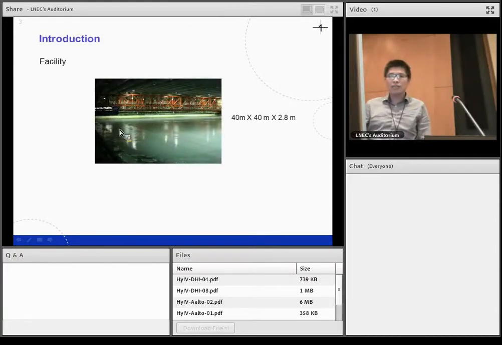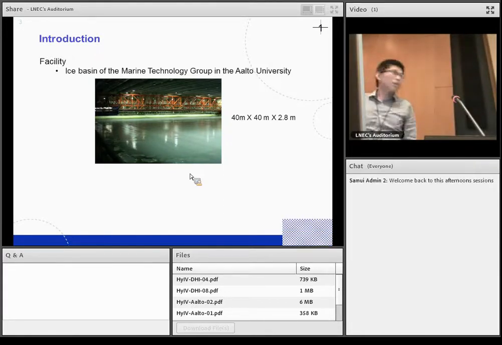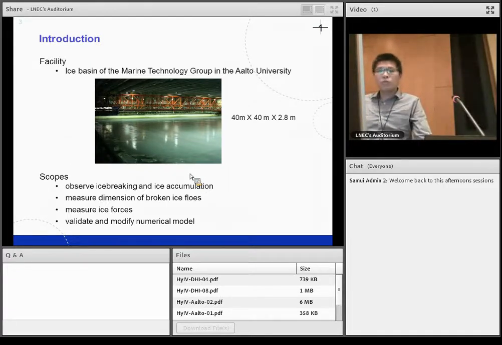This model test was done in the ice basin of the Marine Technology Group in Aalto University. The tank is very big, with dimensions of 40 by 40 by 2.8. The scope is to observe ice breaking and ice accumulation, measure the dimension of broken ice floes, and measure the ice force. Before we did this model test, we had already developed our numerical models. So this model test is also used to validate and modify our numerical models.